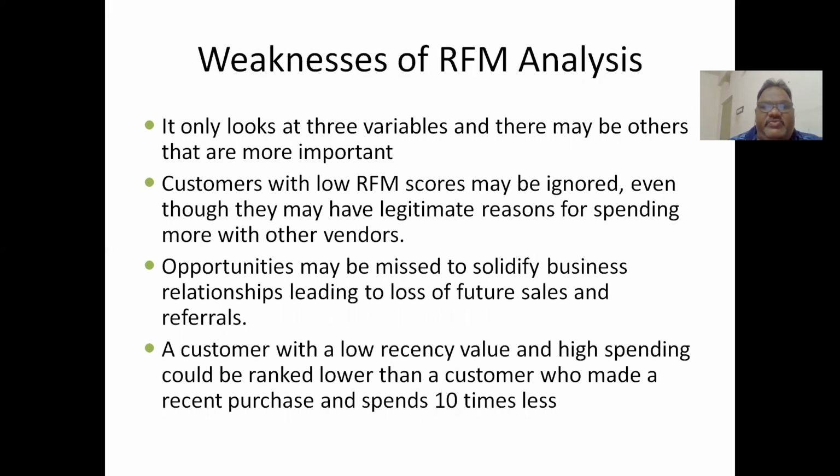What is the weakness? It only looks at 3 variables, and there may be others that are more important. For example, we can develop another technique called RFM PD, and I means instrument. If you paid cash, then you get score 5. If you paid by credit card, score 4. If you paid by debit card, score 3. If it's a loan, then score 2. And if it's home delivery with payment at the door, then score 1.